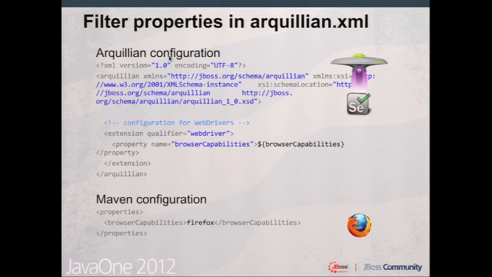So this is how Arquillian configuration looks like. I'm using Drone in this very example. You can see there's an XML file. This is basically a browser capabilities property. This is a place where I'm selecting which browser I'll be using. And in the Maven configuration, I have another property, which is called Firefox. Once I include the project into the IDE, the browser capabilities property in the configuration from the WebDriver element will be replaced by the actual value specified in the profile, which is Firefox. And the IDE will know that it should run against Firefox.